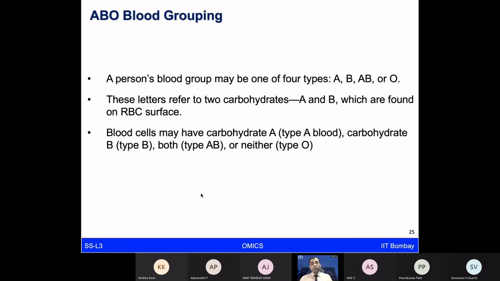Now, when we talk about ABO blood grouping, any individual, as all of you are aware, can have one of four types of blood groups: blood group A, blood group B, blood group AB, or blood group O. When we use these terms, we are talking about the red blood cells, or RBCs, which carry sugar moieties. It could be either carbohydrate A or carbohydrate B. That is what we term type A blood. If carbohydrate type B is present, then that is known as B type blood group. If both A and B carbohydrates are on the RBCs, that is AB type. And if both are absent, that is known as O type.